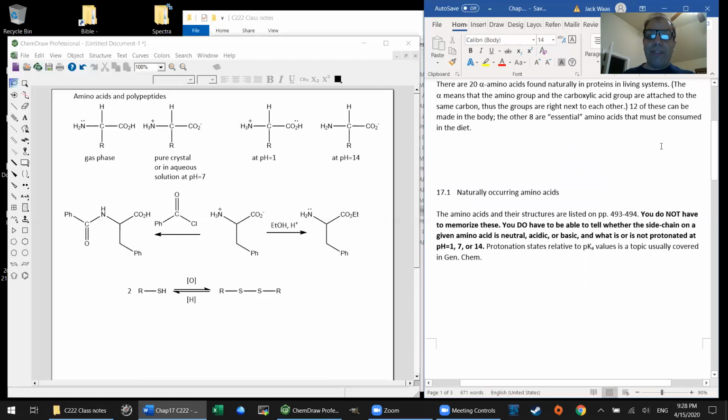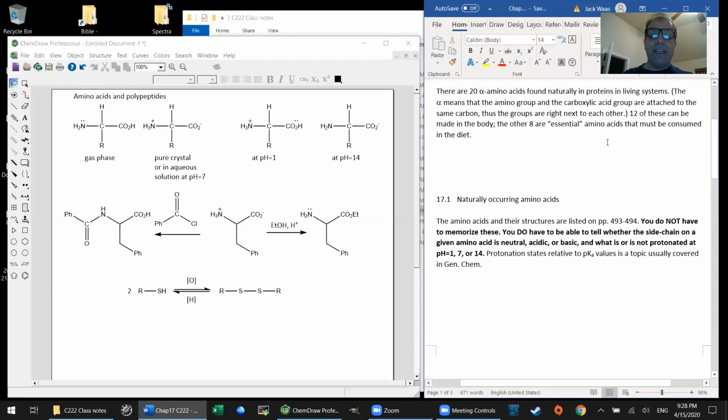It turns out that there are 20 amino acids that are found in nature, in proteins, in living creatures. They all have a structure something like this, but we want to be a little bit careful about this. This is something that I could wish your book were a little bit clearer on.